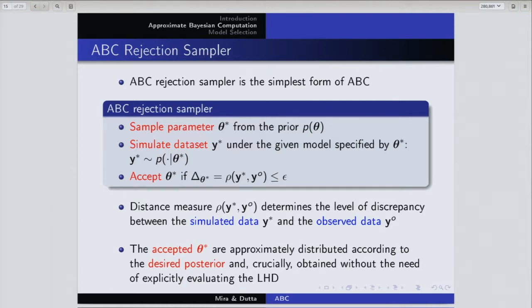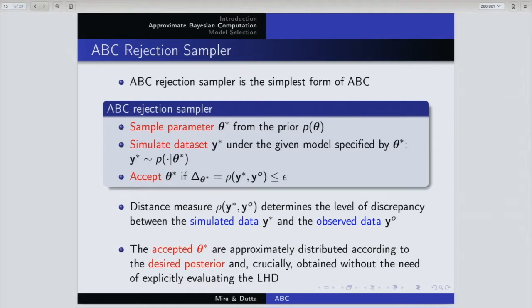And typically, knowledge domain experts have a very good idea of a lower and upper bound that the parameters that index their model can have. Given this prior distribution, we sample a value of the parameter. Let's call it theta star. Then we use this property of the model, which is the ability to forward simulate some pseudo data. Let's call this pseudo data y star. Y star is the pseudo data associated to theta star.